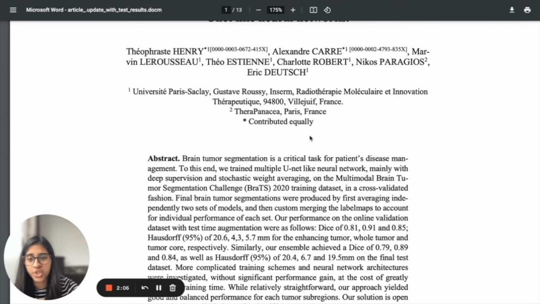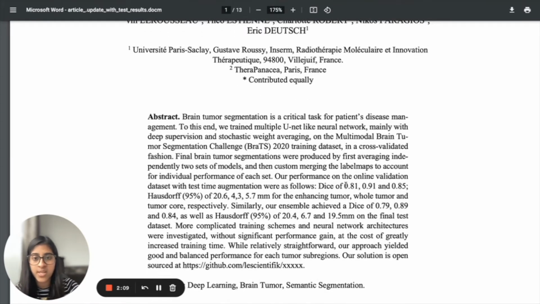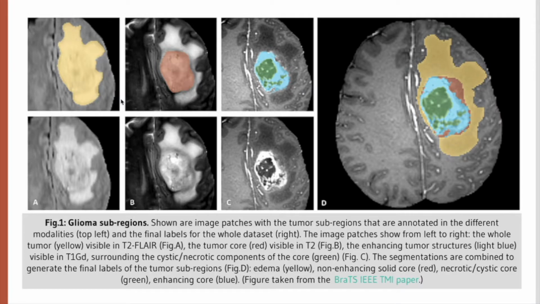For the solution, the dice accuracy was 81%, 91%, and 85%. This was for the enhancing tumor, whole tumor, and tumor core. This is a really good example that shows all of these. Over here, in A in figure 1, this is the whole tumor. Over here, this is the tumor core, and this is the enhancing tumor. So for the enhancing tumor, there was an accuracy of 81%. For the whole tumor, which is this one, there was an accuracy of 91%. And for this one, there was an accuracy of 85%.